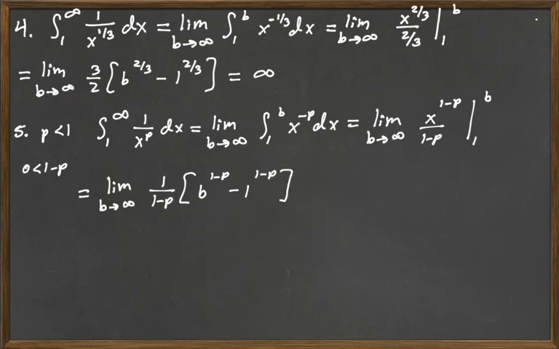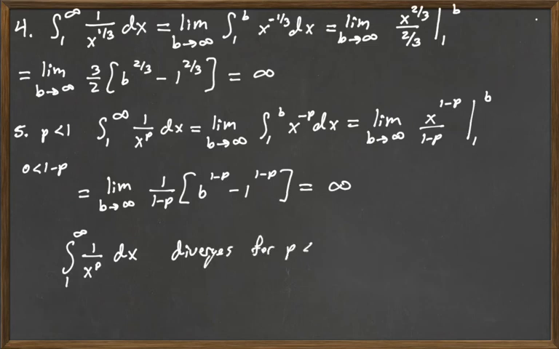All right, now b to the 1 minus p, that's a lot like b to the 2/3. And so what's going to happen is as b goes to infinity, b to the 1 minus p is also going to go to infinity, and so that's going to diverge. Okay, so the integral from 1 to infinity of 1 over x to the p dx is going to diverge for p less than 1. Okay, and so we'll summarize this on the last slide. We might do one more slide actually.